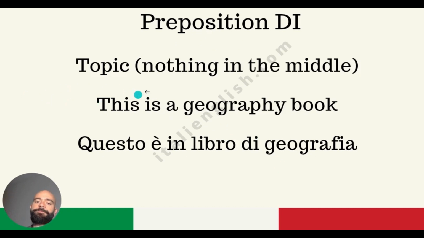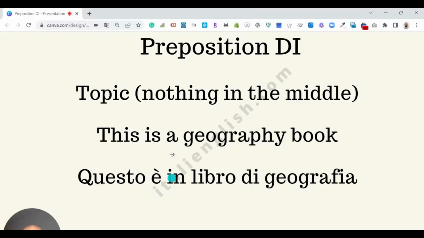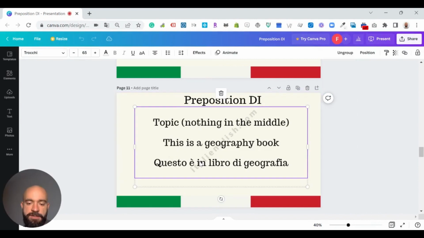Topic. Even here, we have a scenario when there is nothing in the middle. For instance, this is a geography book. This is a book of geography, although the meaning is that one. And the geography is a topic that describes the book. So questo è un libro, libro is book, di geografia. Geography, of course, is geografia. Okay, questo è, and not in, pardon me, there is a misspelling here. Let me fix it right away.